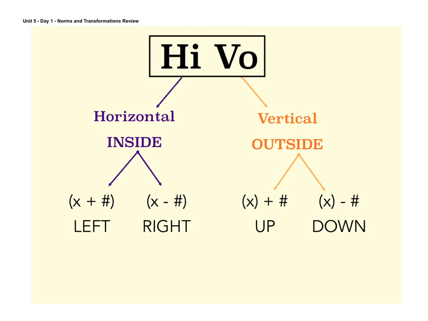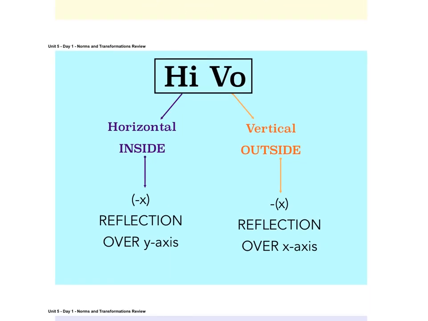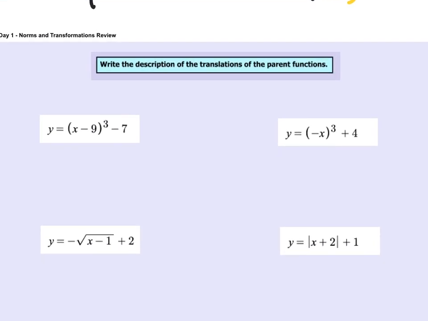So if it was on the inside, it was the HIVO. If it was on the inside, it was horizontal, meaning it went left or right. If it was on the outside, that meant it moved the function up and down. Okay, also with reflections, if it was on the inside, it reflected horizontally, meaning that if you had the square root of x and you reflected it horizontally, that would look like this. And if you had the square root of x again and you reflected it vertically, it would reflect down. Okay, so we're going to do those 6 transformations in this slide.